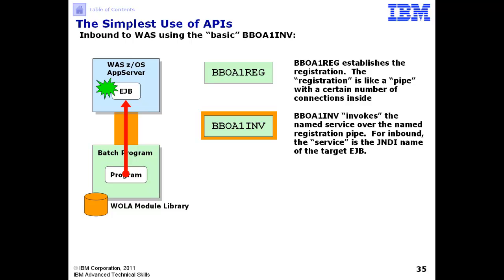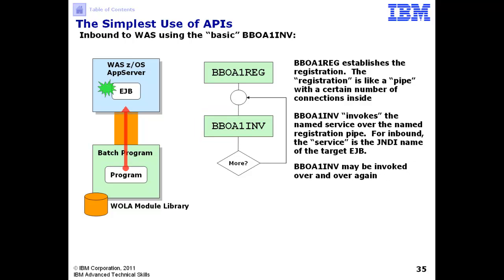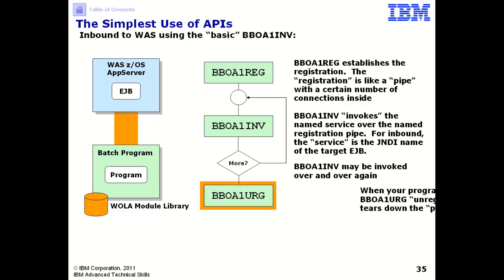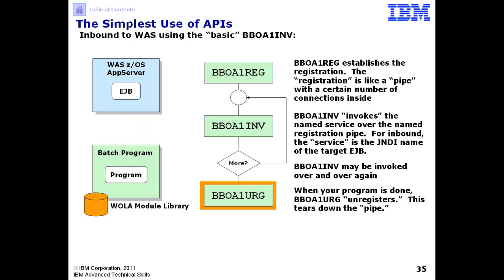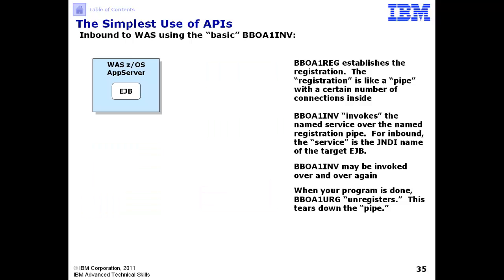This API names the registration to use and it names a service in WAS to invoke. The service name is simply the JNDI name of the deployed EJB. Imagine we wrap a loop structure around the BBO A1 Invoke API. That allows you to invoke the EJB time and time again. The registration stays up the whole time. When the loop processing is completed, the batch program uses the BBO A1 Unregister API to tear down the registration. And the batch program completes.